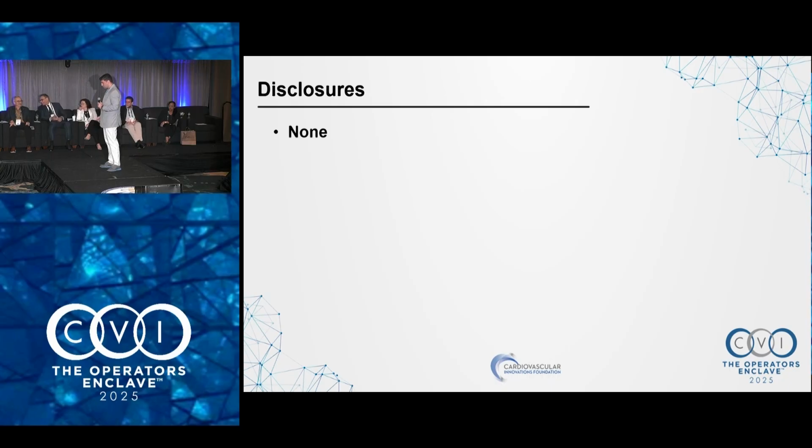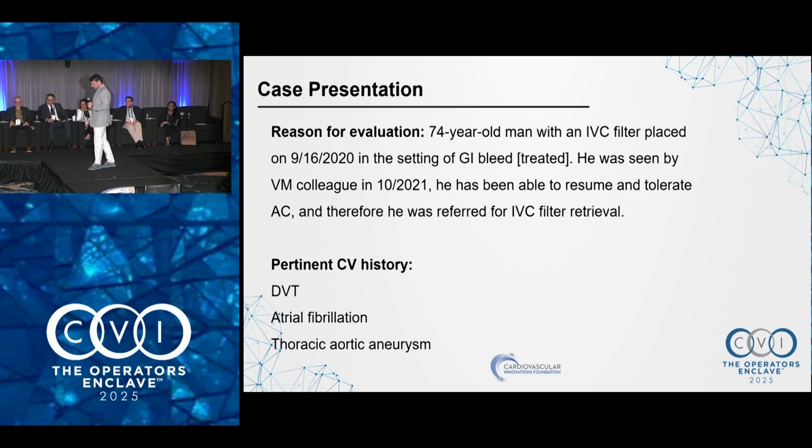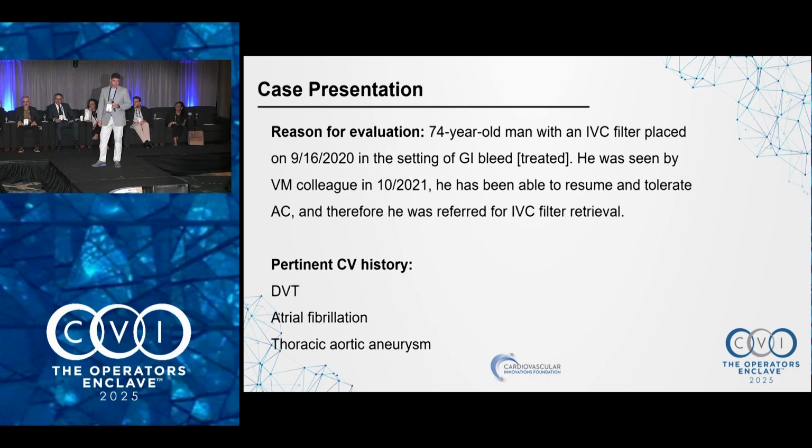No disclosures. So this was a 74-year-old man who had a GI bleed and DVT in the same setting, so he was given an IVC filter. This was September 2020. He was seen a year later by one of our vascular medicine colleagues in the office, and they recognized that he was back on anticoagulation and able to tolerate it. So the decision was to refer him to me for IVC filter retrieval.